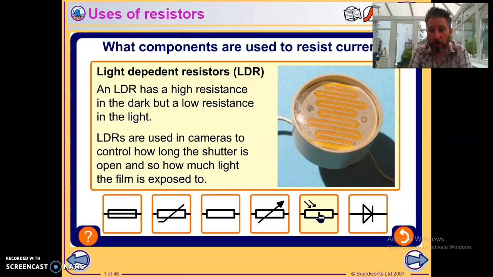The final one, which I'm not going to mention beyond this, is called a diode. Now, a diode is a one-way resistor. You can see that there's an arrow there going from left to right, and that is the direction the current will go through. Current going backwards will stop.